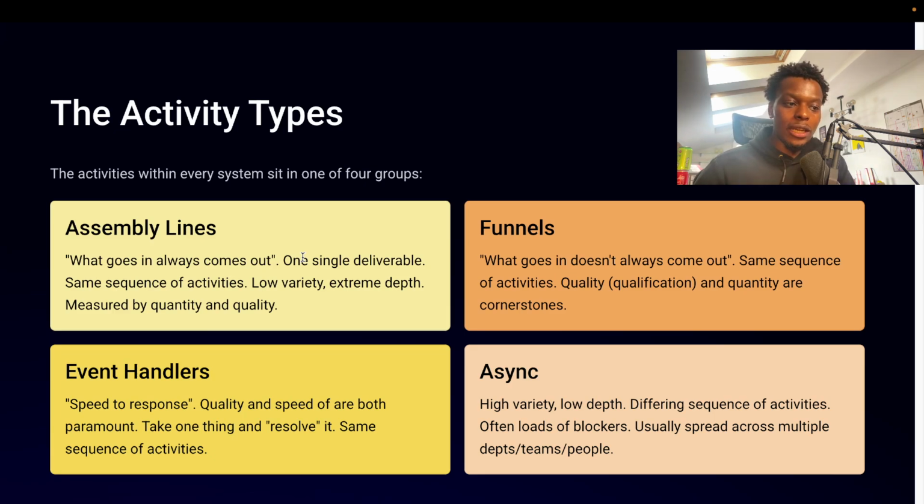So an assembly line basically means what goes in always comes out. It's one single deliverable. It's the same sequence of activities. There's low variety and extreme depth, and it's measured by quantity and quality. The best landing page agency makes amazing landing pages en masse. The best cold email agency makes the best cold email campaigns and the best personalization en masse.